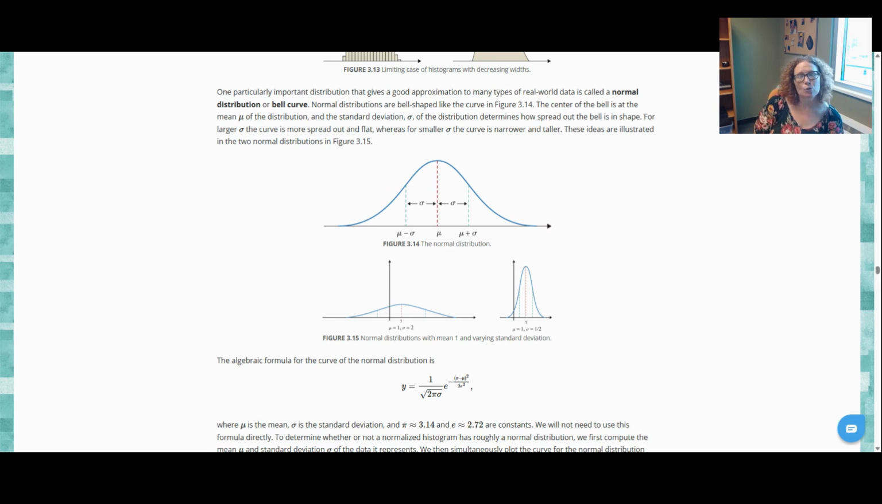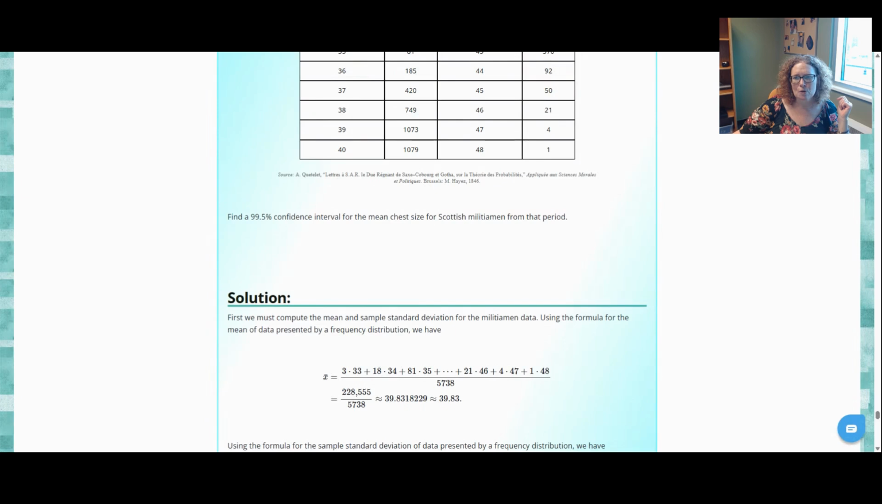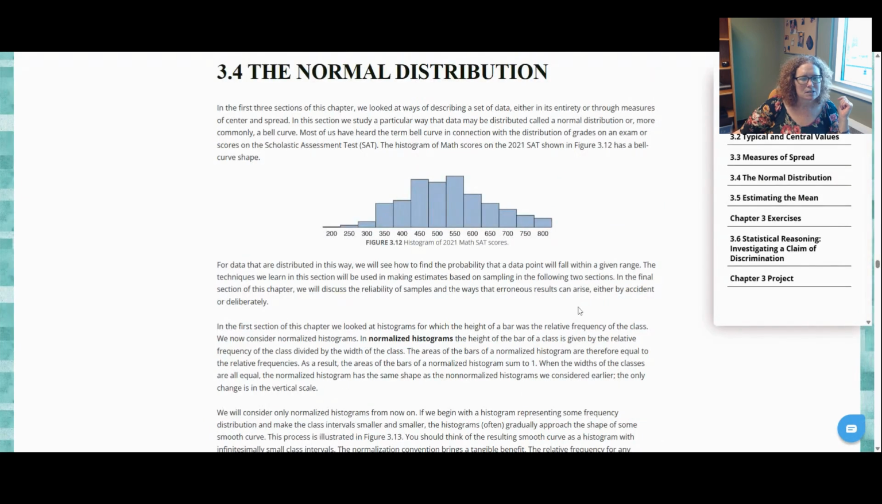That determines how spread out our bell shape is. If we have a larger standard deviation, there's more spread around that mean, so it's going to be more spread out. But if they're not spread out that far, they're going to be closer, and so your curve is going to be narrower and taller because the data points are closer to that mean.